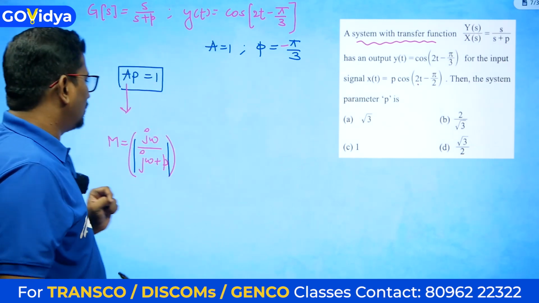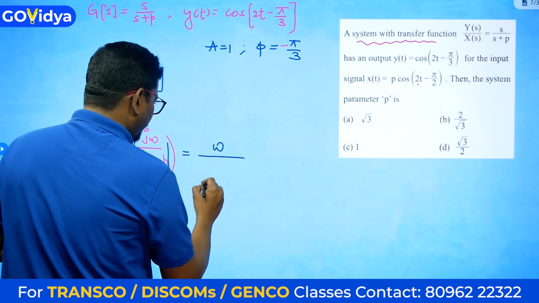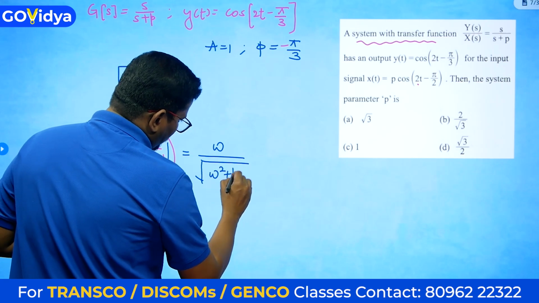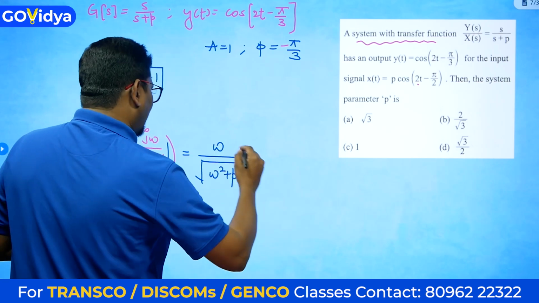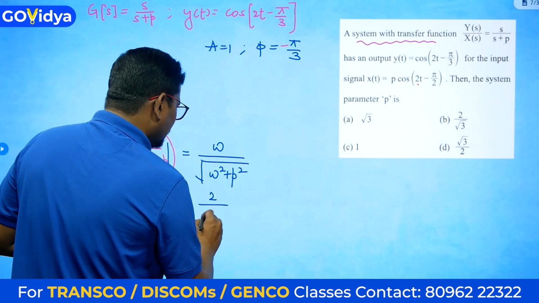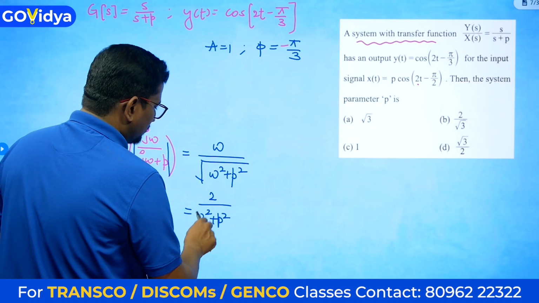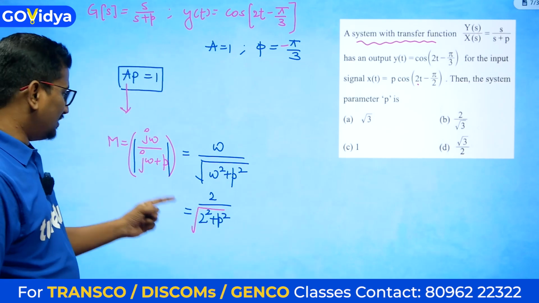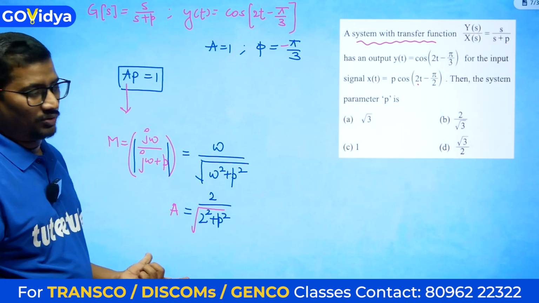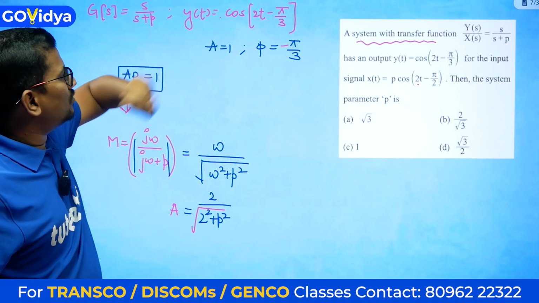Correct na? 2. So now omega by root of omega square plus p square, at omega is equal to 2, na? So can I write it like 2 by under root of 2 square plus p square? Now this is also called A, the magnitude. Now A P is equal to 1, the coefficient. A P is equal to 1.